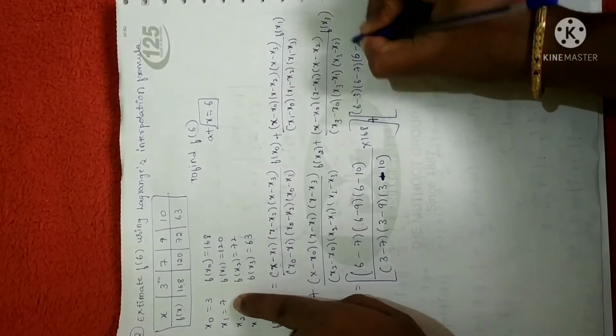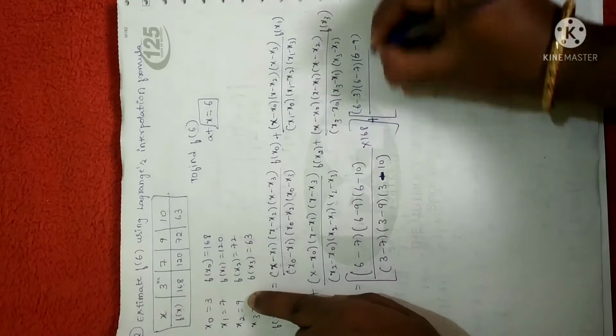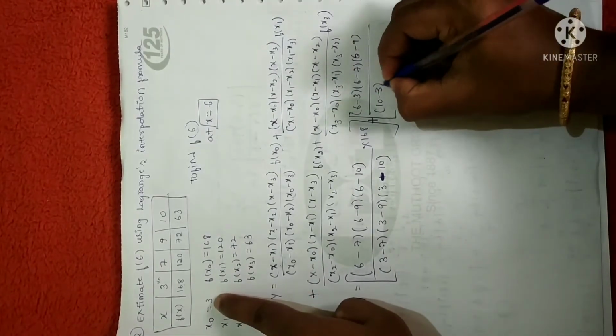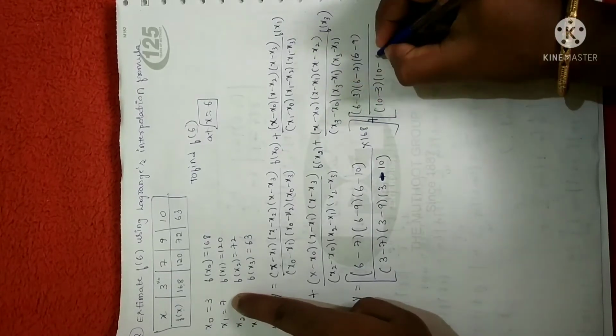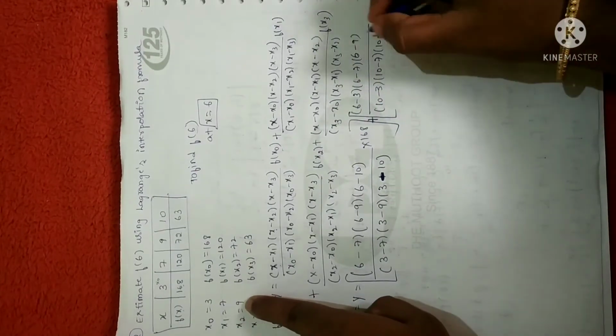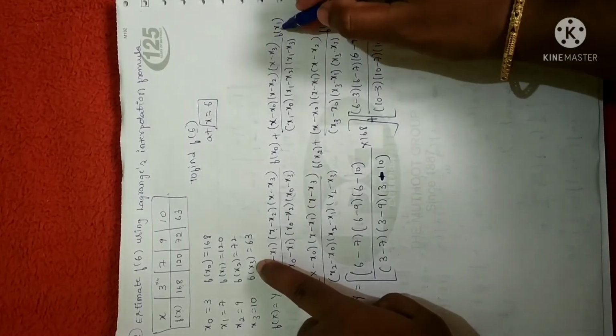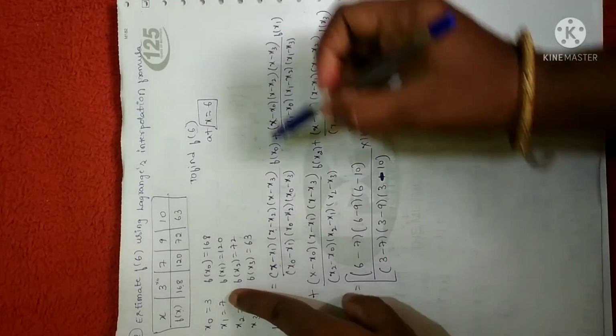x is 6 minus x2 is 9 divided by x3, x3 is 10 minus x naught is 3, x3 is 10 minus x1 is 7, x3 is 10 minus x2 is 9 into f of x3. I'm sorry, x1, this term, right? I'm sorry, I have substituted wrong. So this is the first term.